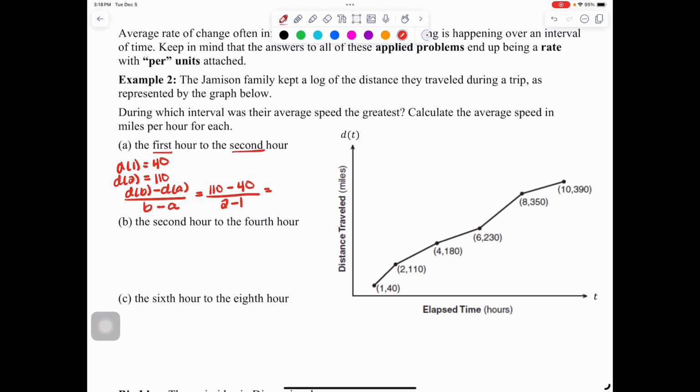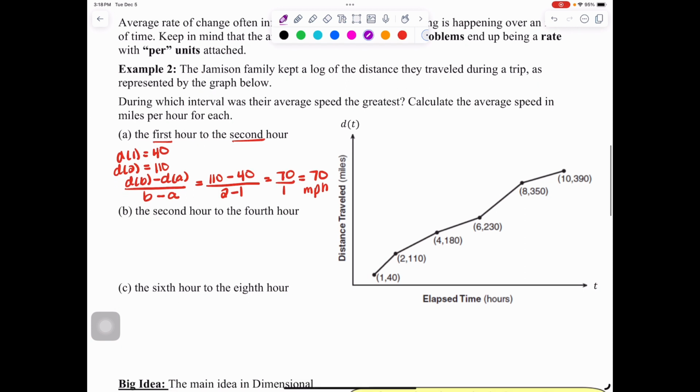So 110 minus 40 is 70. 2 minus 1 is 1. So this is giving us 70. And then if you look, it's hours and miles, so we want to make sure we label this as miles per hour. That's important to have those units.